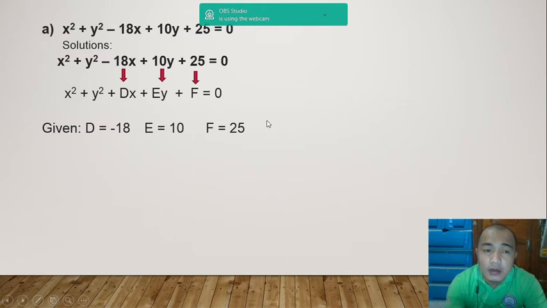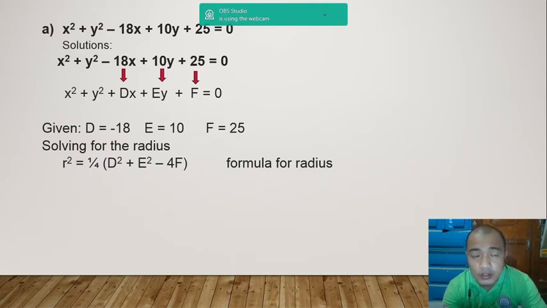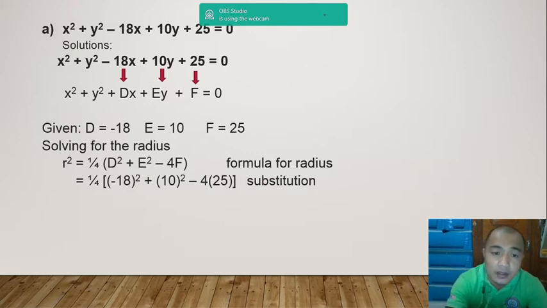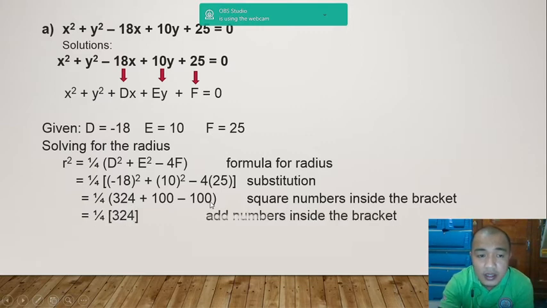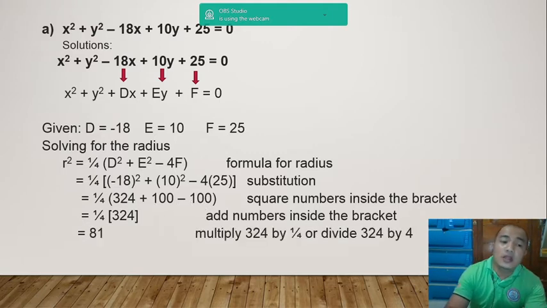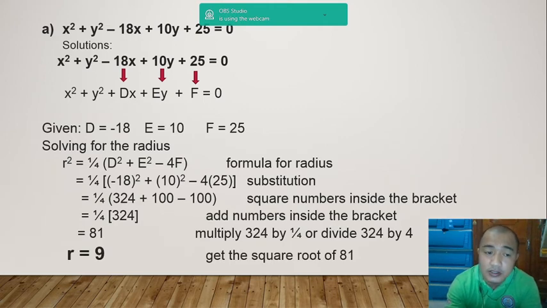And yon. So if we have already identified d, e, and f, we can now solve for the center and radius. Let's solve for the radius first. Okay, you know the formula of radius. R squared equals 1/4 times the quantity d squared plus e squared minus 4f. Then substitute the values of d, e, and f in the formula. We have 1/4 times negative 18 squared plus 10 squared minus 4 times 25. Then negative 18 squared is 324. 10 squared is 100. 4 times 25 is 100. Then add the numbers inside the bracket. 324 plus 100 minus 100 is 324. Then 1/4 of 324, or 324 divided by 4 is 81. And then get the square root of both sides. Square root of 81 is 9. Therefore, the radius of this equation is 9.